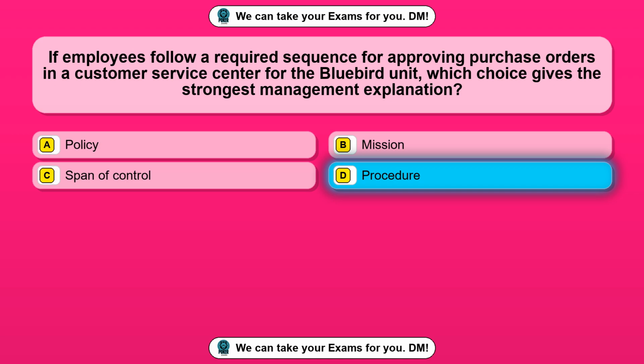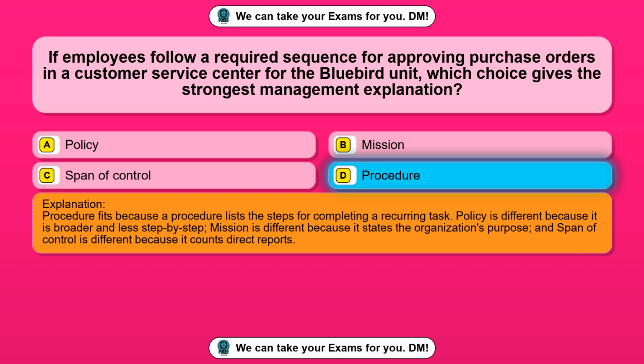Procedure. Procedure fits because a procedure lists the steps for completing a recurring task. Policy is different because it is broader and less step-by-step. Mission is different because it states the organization's purpose, and span of control is different because it counts direct reports.